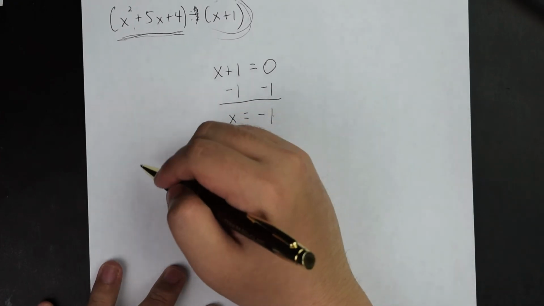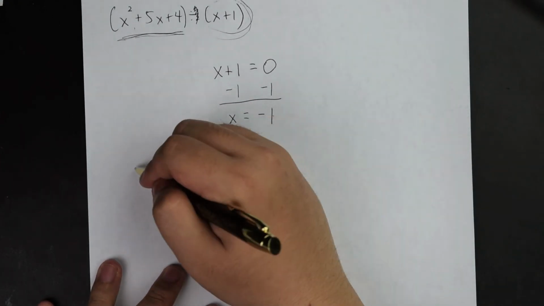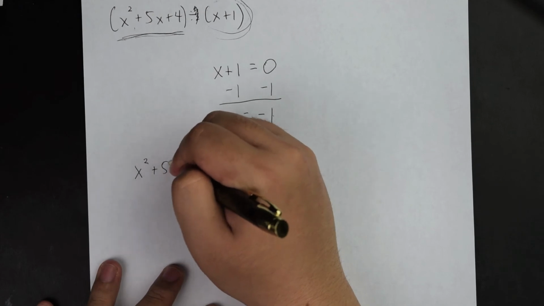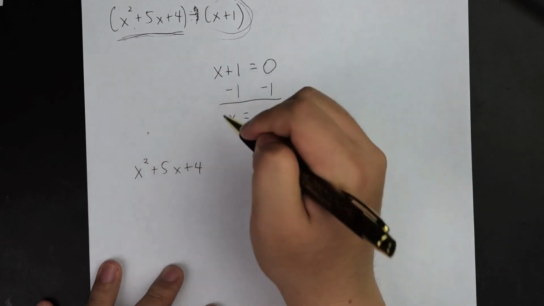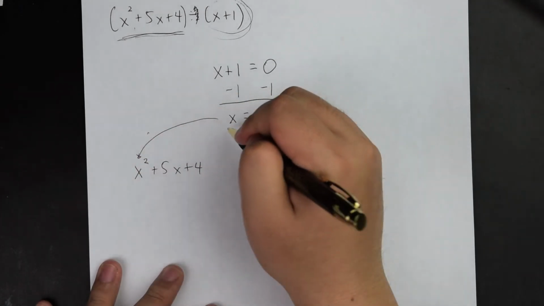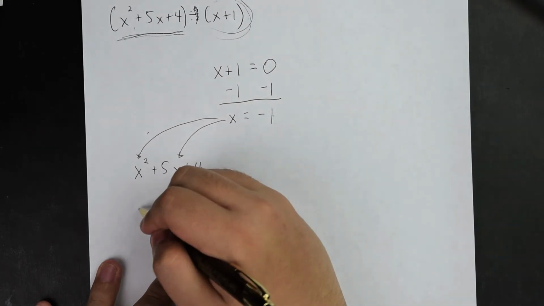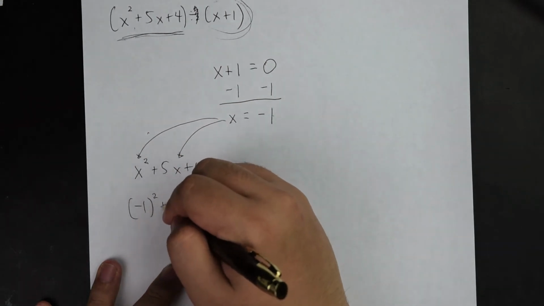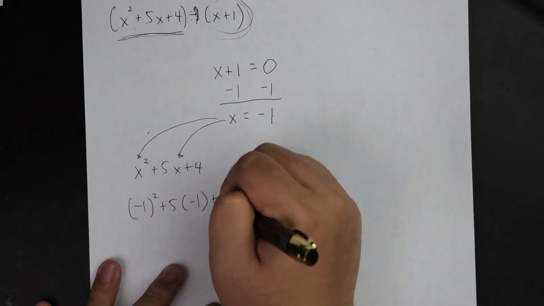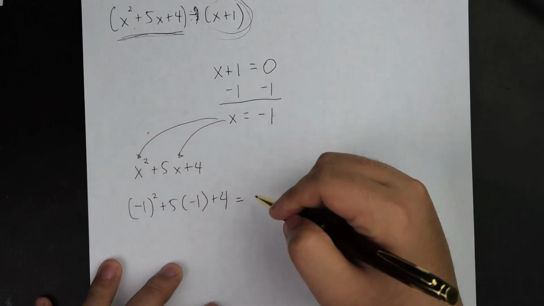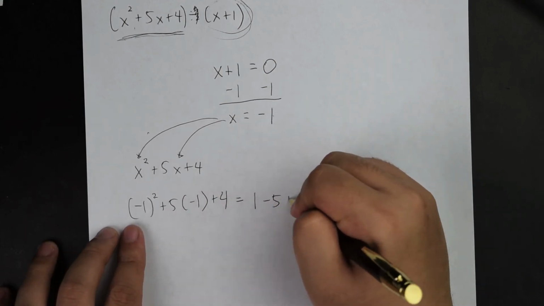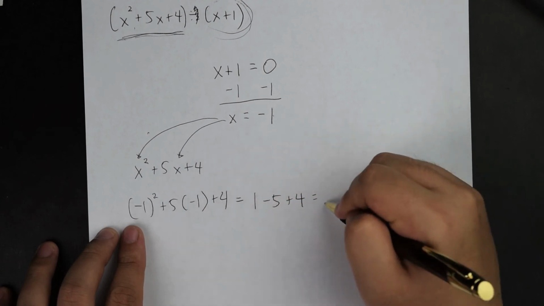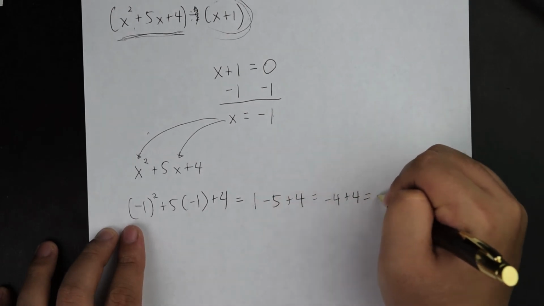So I'm going to plug negative 1 into here. So it's going to be the original question. Let me repeat it: x squared plus 5x plus 4. I'm going to plug negative 1 into these x's. So it's going to be negative 1 squared plus 5 times negative 1 plus 4. And if I do compute this, 1 minus 5 plus 4. And this will be negative 4 plus 4, which equals 0.